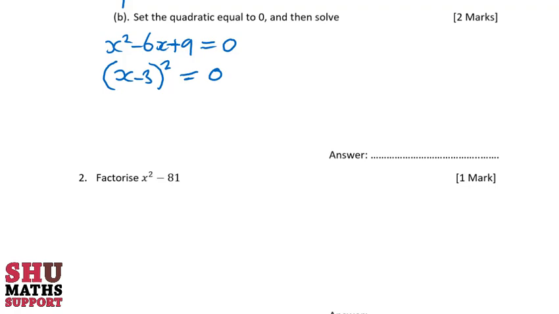This is the type of question that we've just done plenty of. We just need to look inside the bracket and notice there's a minus 3, so the value is going to be positive 3, which means that x is equal to positive 3, and that will be our final answer.